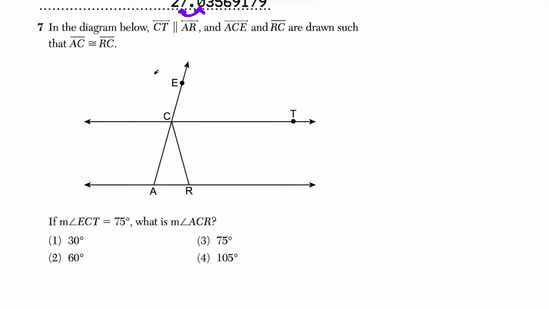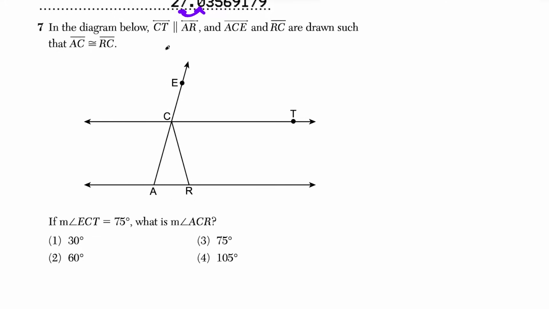Question 7: in the diagram below, CT is parallel to AR, and ACE and RC are drawn such that AC is congruent to RC. If the measure of angle ECT equals 75 degrees, what is the measure of angle ACR? For this question, notice that CT and AR are lines because they have arrows going in both directions. ACE is a ray because we have an arrow going in one direction, and RC is a line segment. So I just wanted to point that out before we get into the question.